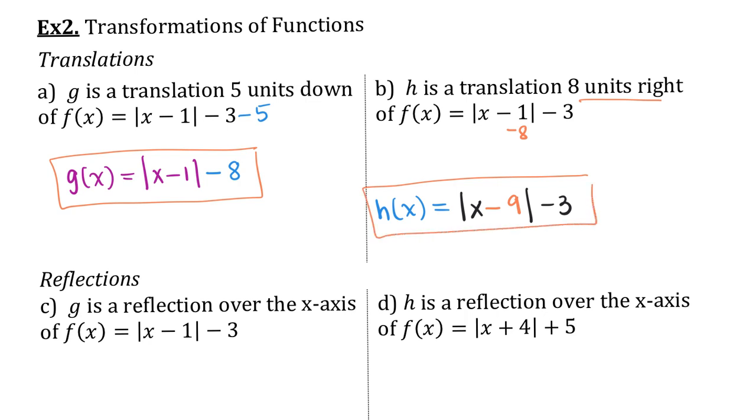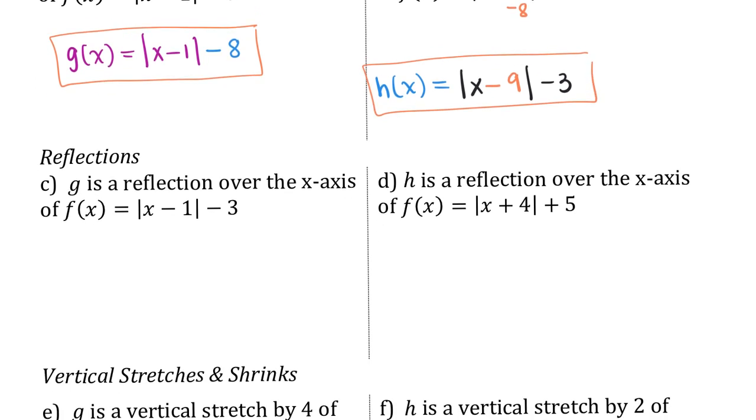Okay, let's try a reflection. Okay, g is a reflection over the x-axis of the absolute value of x minus 1 minus 3. Okay, they're not just saying flip it, they're saying take this actual graph and flip the entire thing. So I'm going to multiply by a negative, but on the entire function.